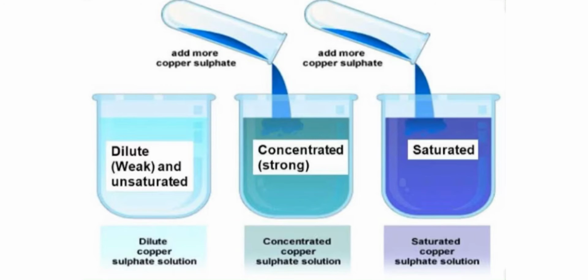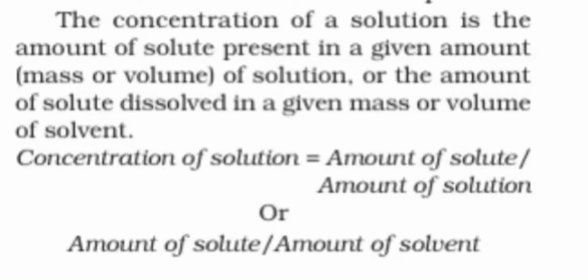If more copper sulfate is added again, then it becomes a saturated solution, which means that after that the copper sulfate will not be able to dissolve in it. The concentration of a solution is the amount of solute present in a given amount of solution, or the amount of solute dissolved in a given mass or volume of solvent.